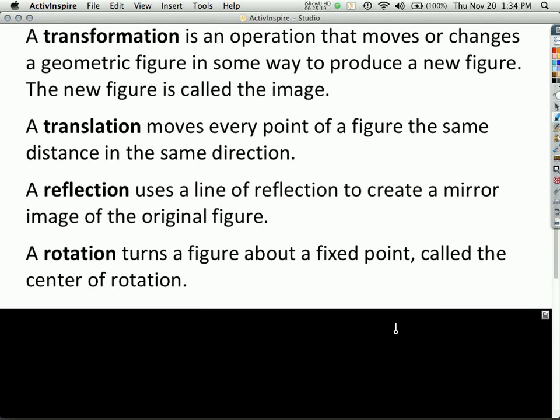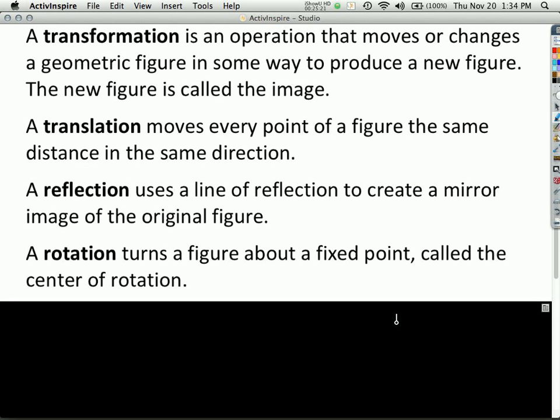Here are the three types that we just touched on. A translation is a slide. It moves every point of the figure either right, left, up, or down. A reflection uses a line as a mirror. A rotation turns a figure about a point, a certain number of degrees. All three of these will maintain congruence. In other words, the shape won't grow or shrink. There is a type of transformation that won't maintain congruence. It's called a dilation. We're not studying it today.